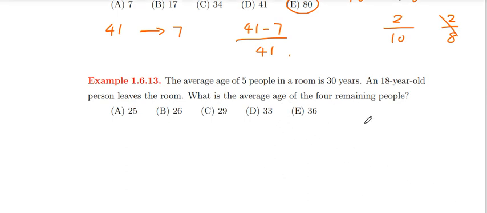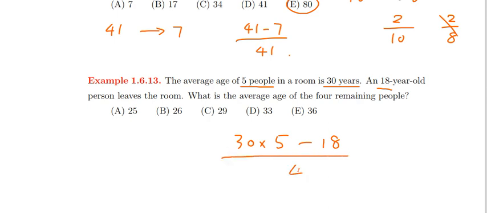Okay, so for this problem, the average for 5 people is 30. Now, a number, this is 18. This guy leaves. So we have this 18 leave. So what is the average now? So total age is like 30 multiplied by 5. So by now, the total becomes that thing divided by 4.